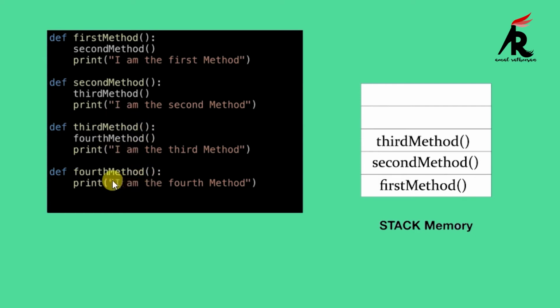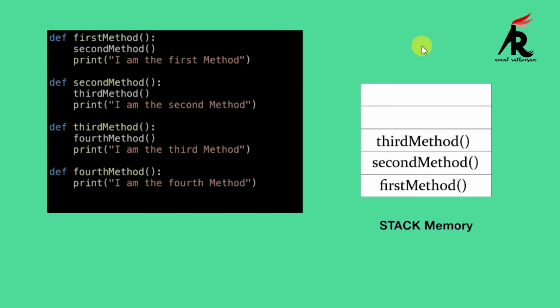In the fourth method it just says that I am the fourth method, so it will print that, and we'll go back to the third method because it is on the top of the stack. That's pushing and popping the stack. If you don't know what a stack is, don't worry about that. We'll come across the stack in future sections.